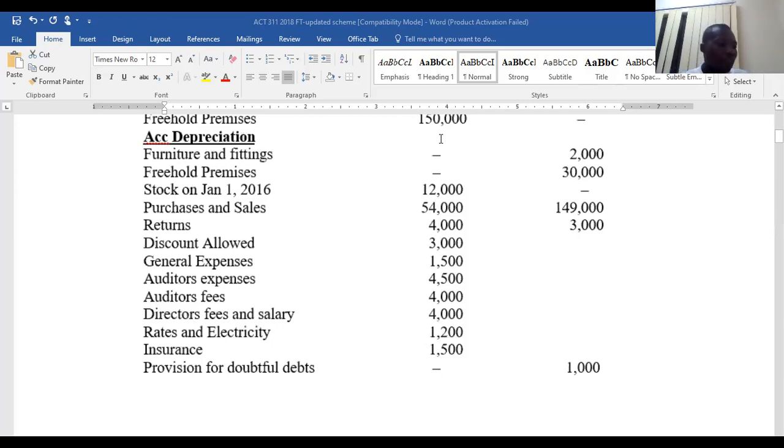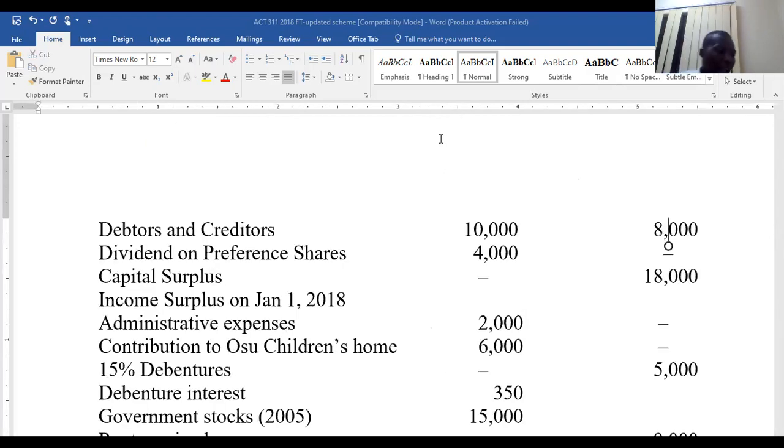Then accrued expenses. Under the accrued expenses, you have debenture interest 400. You have electricity and rates 300. You have directors fees of 1,000. So your total accrued expenses here is 1,700, I suppose.